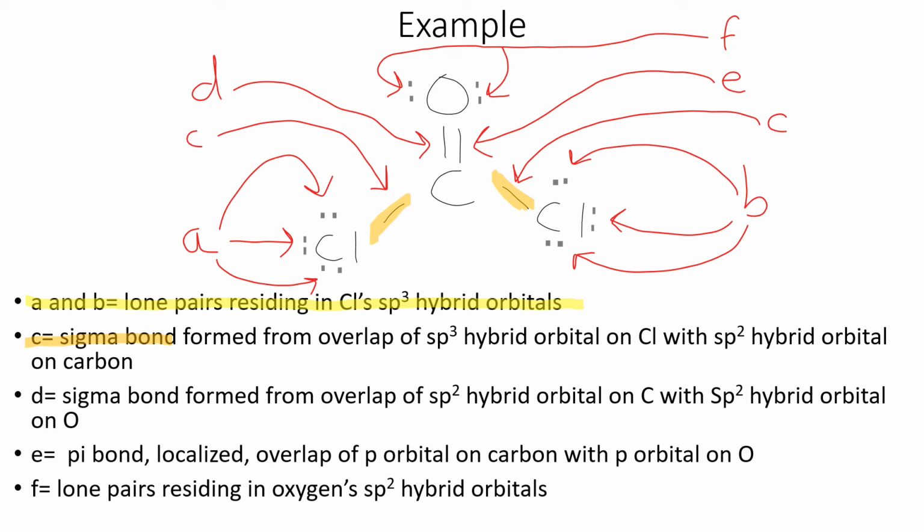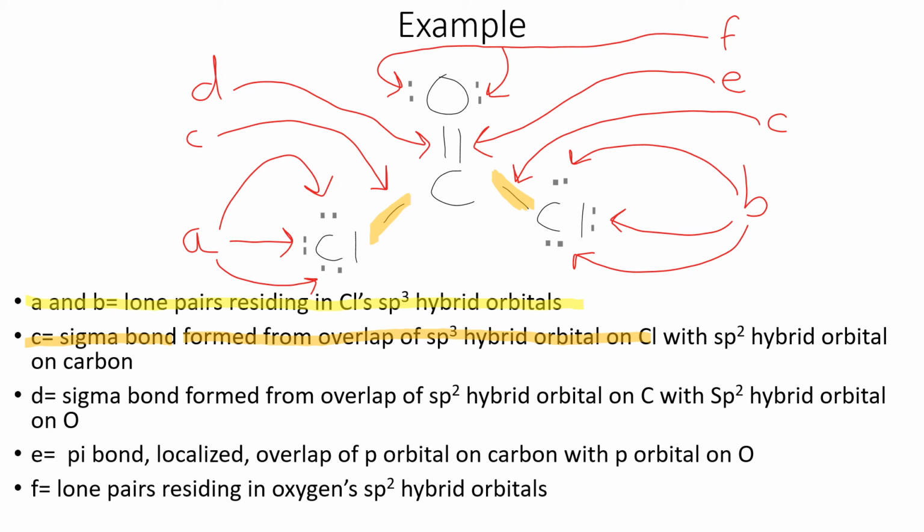For chlorine, we already said what kind of hybrid orbitals we had. We said we had sp3 hybrid orbitals, 4 electron groups around that chlorine. How many electron groups on the carbon? Well, we only have 3 electron groups on the carbon. Remember, a double bond only counts as 1 electron group. So what type of hybrid orbital matches with 3 electron groups? sp2. So carbon has sp2 hybrid orbitals.